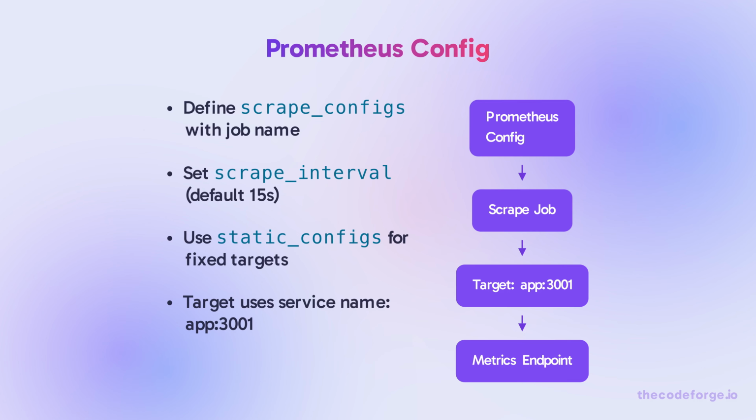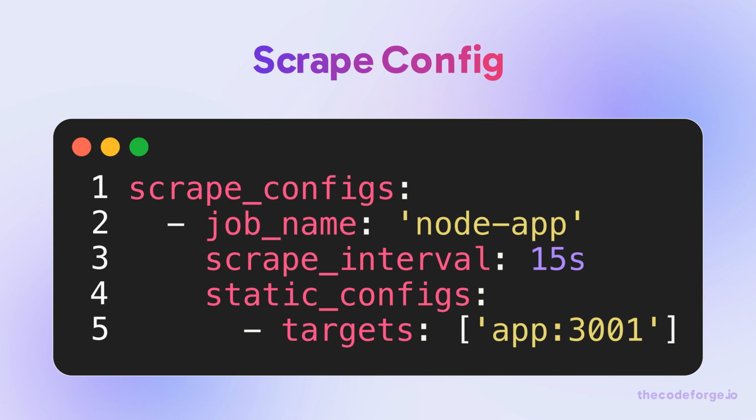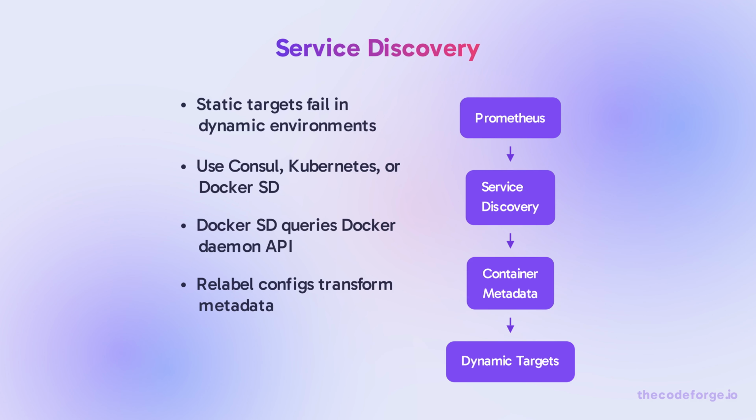The Prometheus config file defines scrape targets. Here we use static configs with the Docker compose service name. This works until the container restarts and gets a new IP. This config scrapes the Node.js app every 15 seconds. The target, app:3001, resolves via Docker's internal DNS, but if the app container restarts, the IP might change. In production, services restart and change IPs.